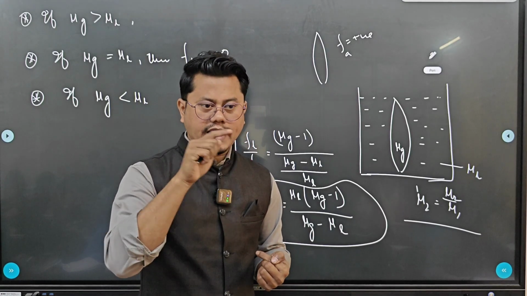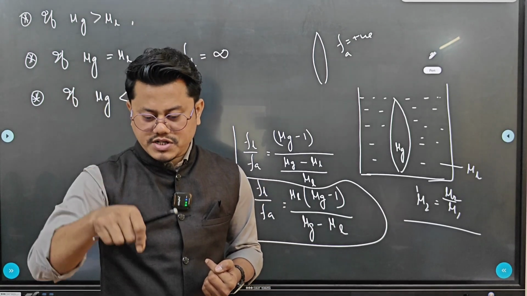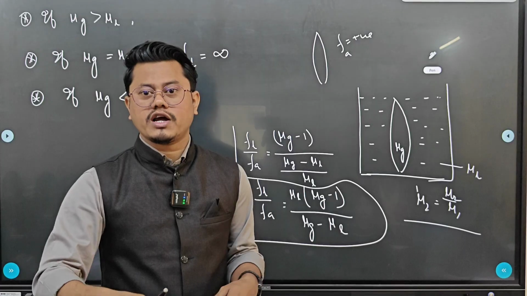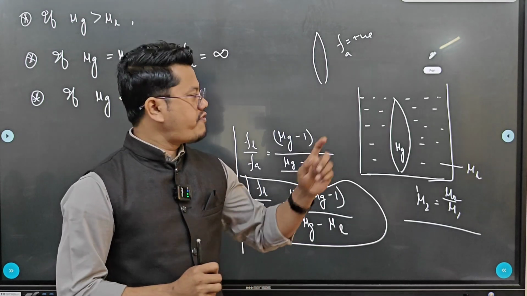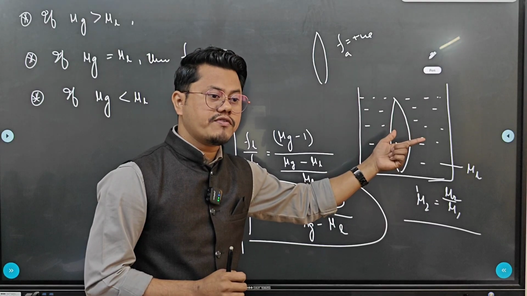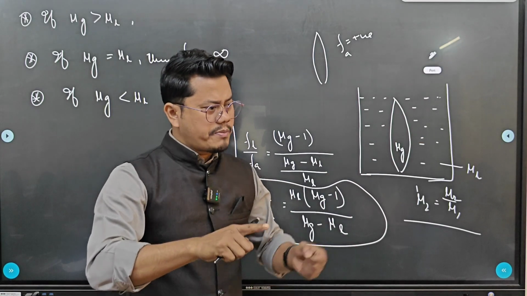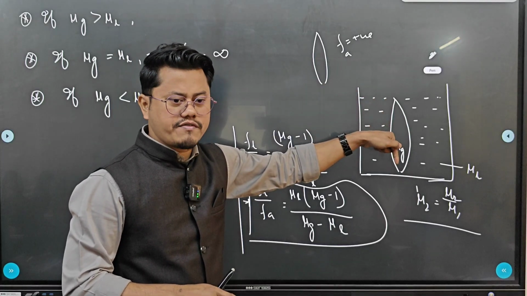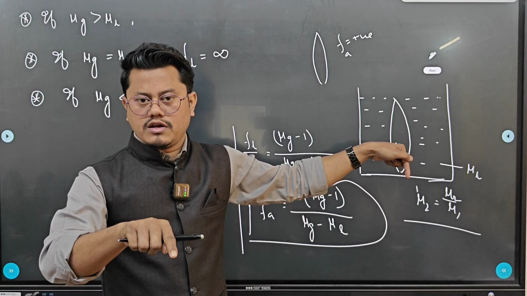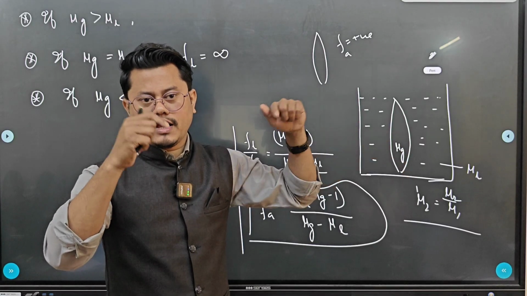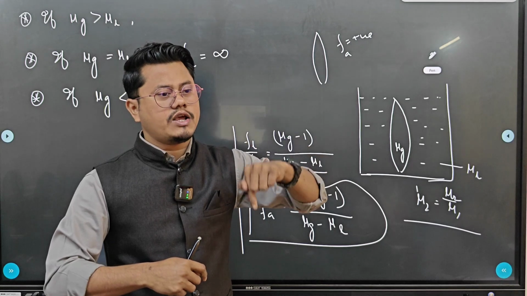Got it? If in air it is positive, it was convex. But as soon as I immerse it inside a liquid, it becomes negative. मतलब वो concave का काम कर रहा है, right? है ना? If I consider the other lens, concave, for concave in air it is negative. But as soon as I immerse concave inside a liquid, वो अपने आप positive हो जाएगा. Sign will reverse.